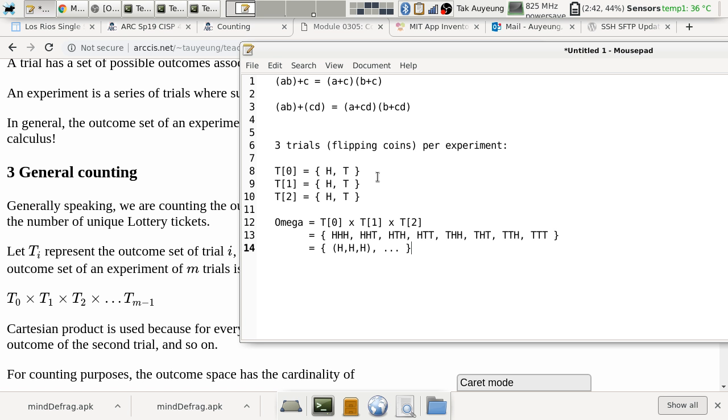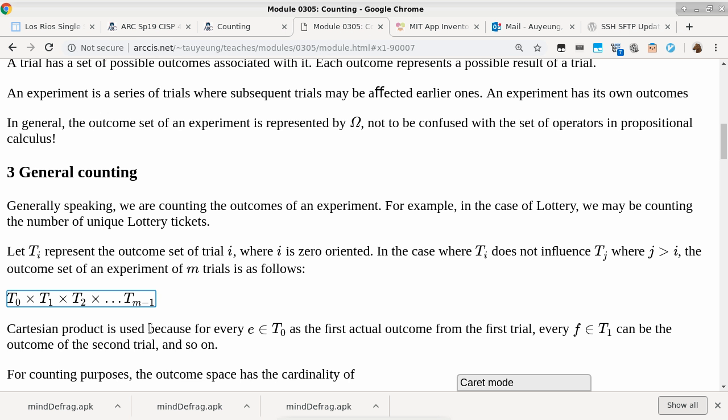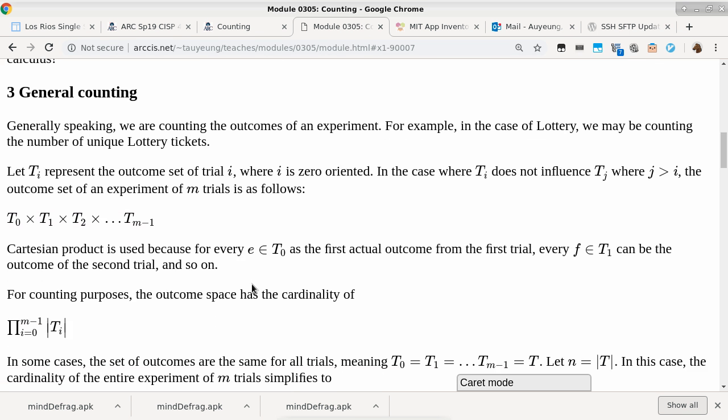Okay, so why do we need Cartesian product? Well, we need Cartesian product because each element of T0 can combine with anything in T1, which can then be combined with anything in T2. The best way to understand why it is multiplication instead of addition is a picture.